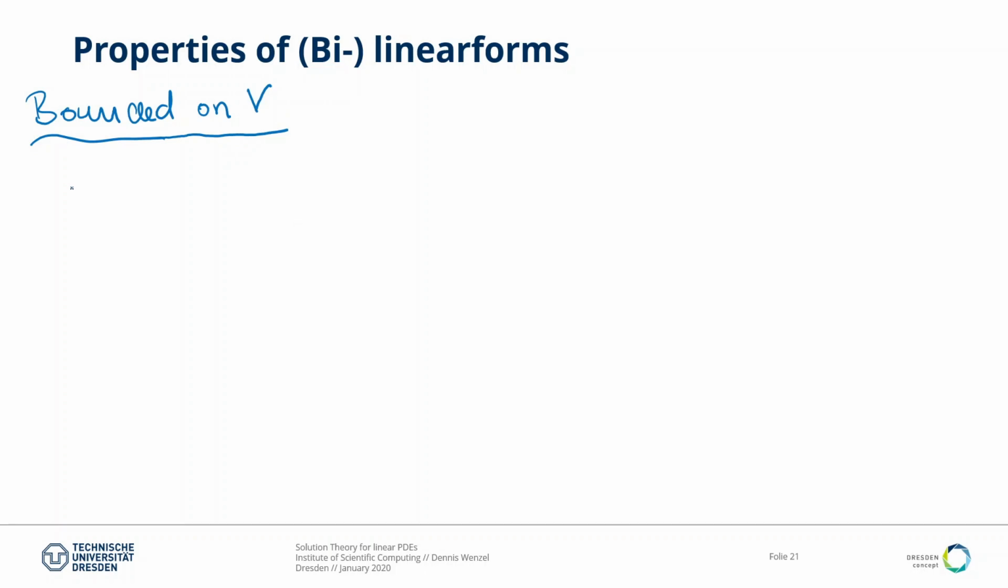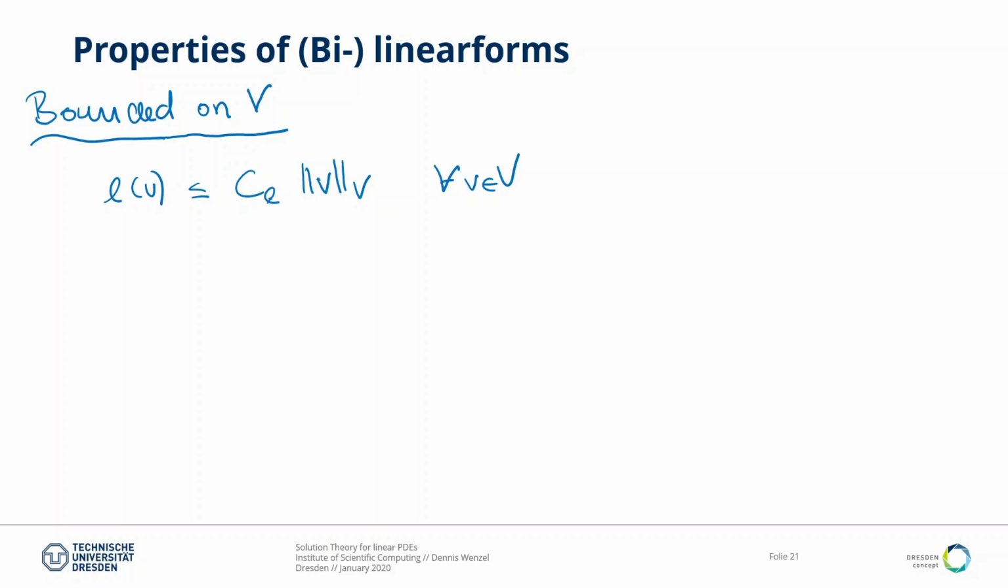Okay, well, what does it mean that a linear form is bounded? That's pretty simple. It simply means that you can bound L of V from above by some constant that is specific to this linear form times the norm of V in my space. And that's supposed to hold for all V in my space.